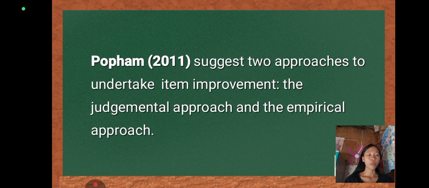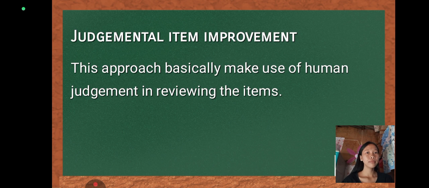According to James Popham, 2011, he suggested two approaches. First is the judgmental approach, second is the empirical approach. So, the judgmental item improvement. This approach basically makes use of human judgment in reviewing the items.